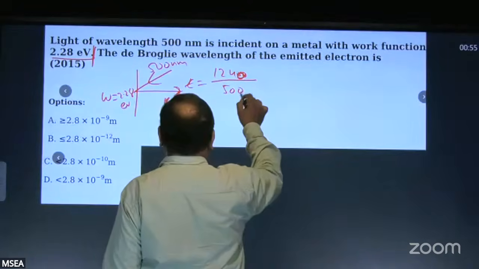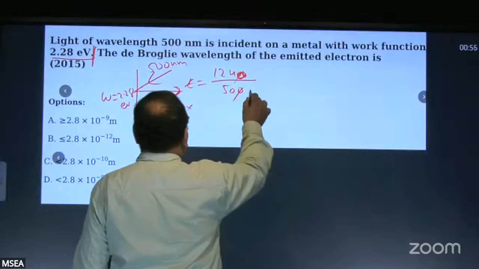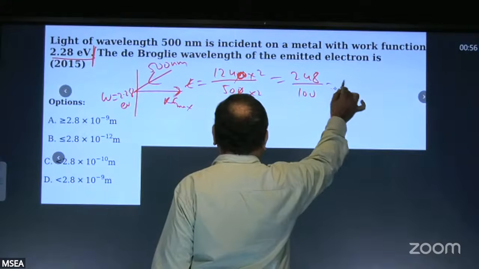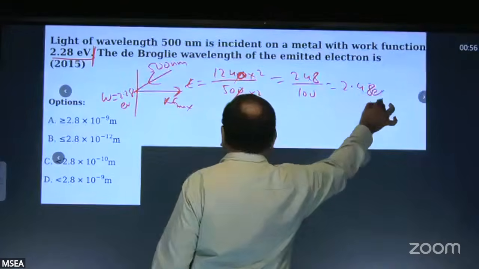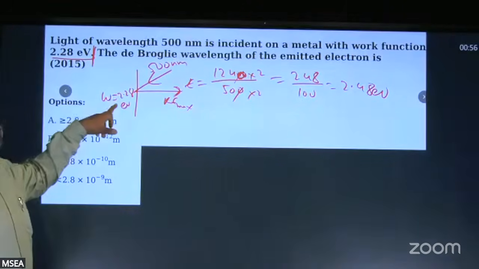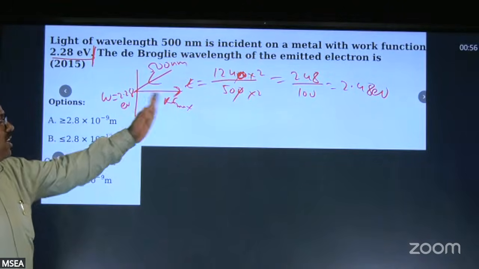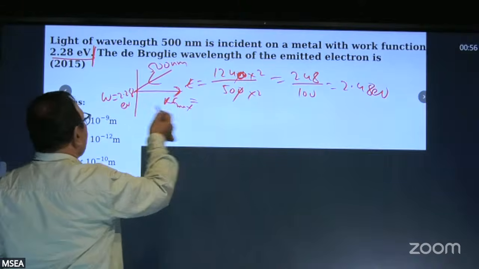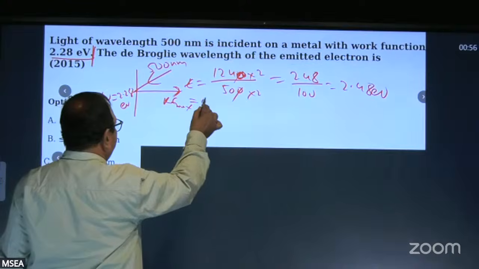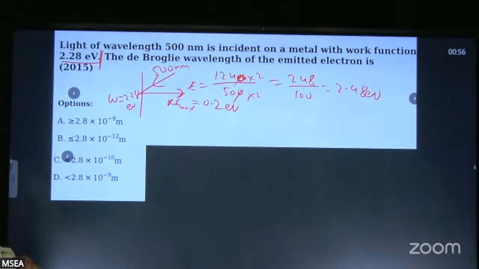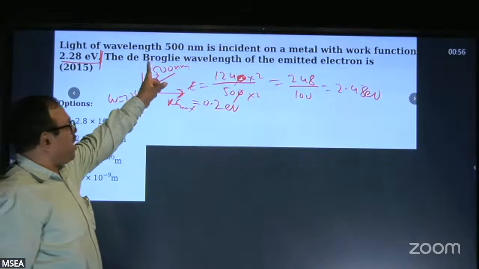So let us take here: this cancels. If you multiply with the 2, this is 248 by 100, which is equal to 2.48 electron volt. This energy falling on that is 2.48, whereas work function is 2.20. Definitely we get the photoelectron. Then what about the maximum kinetic energy of the photoelectron? You get 2.48 minus 2.20, which becomes 0.20 electron volt. This is the maximum kinetic energy of the photoelectron coming out.